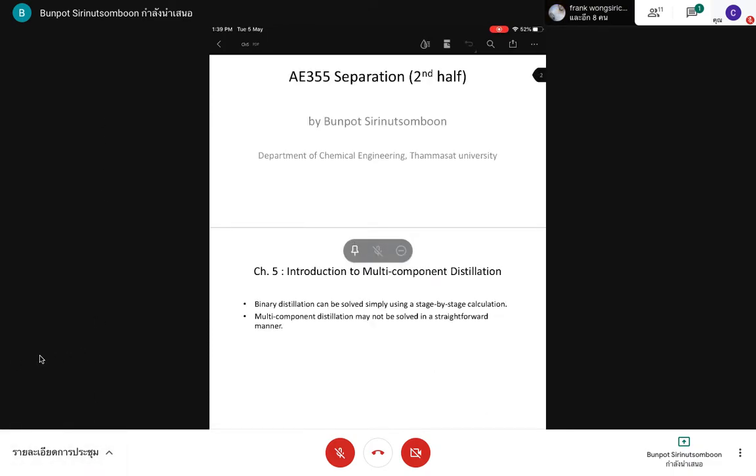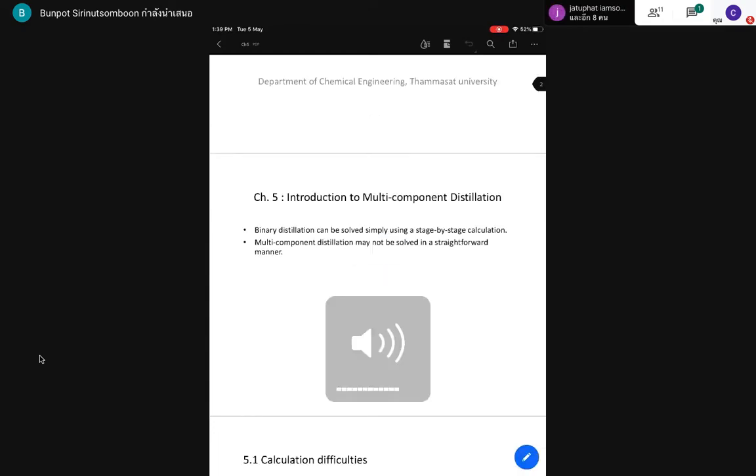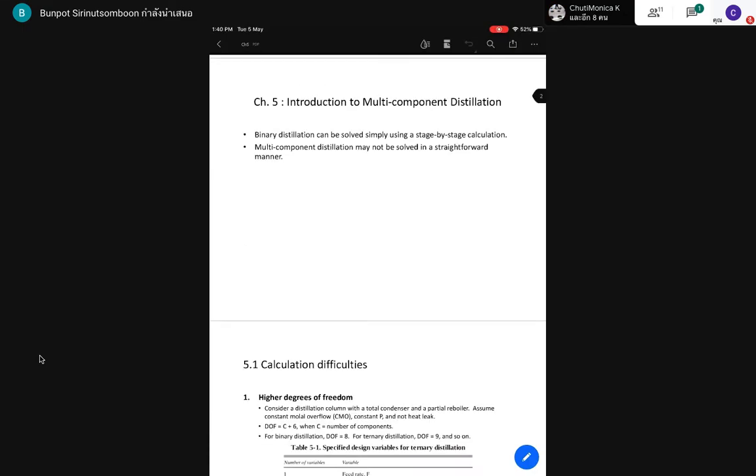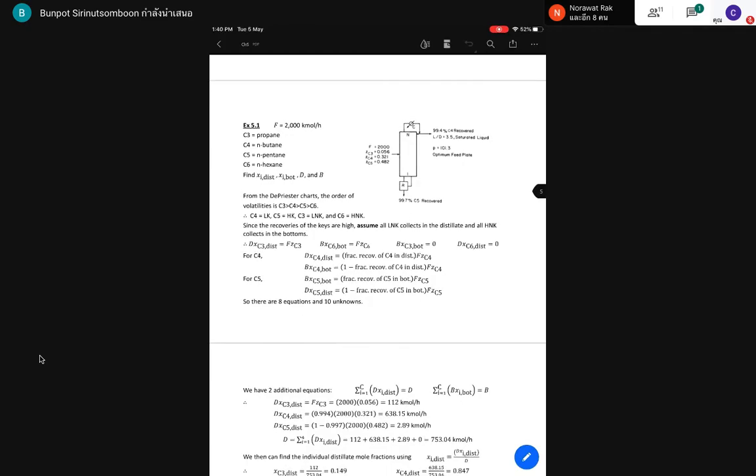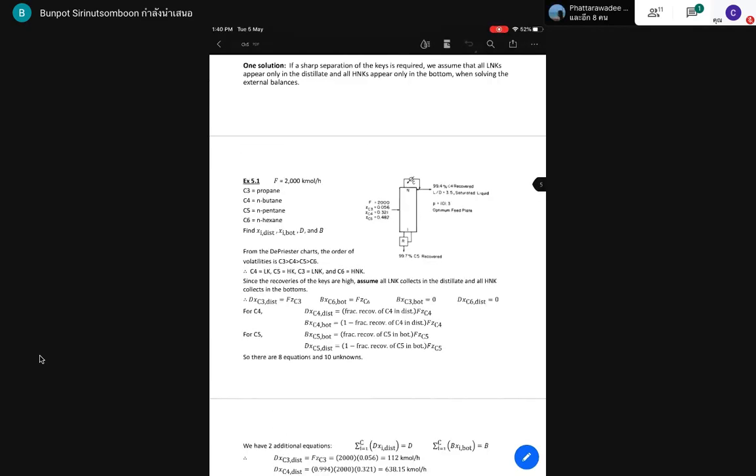Distillation. In the first half of this class, you learned from Ajahn Pairat about simple binary distillation. In my part, the second half, we start with multi-component distillation, when you have more than two components in your system. Basically, like this example right here, we have four components in the system.